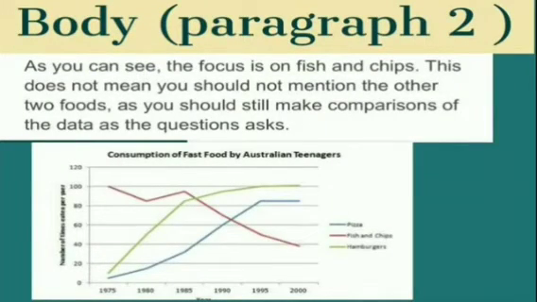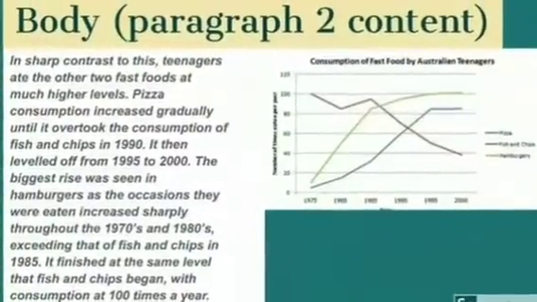Now next, let's plan for paragraph 2. As you can see, the focus is on fish and chips. This doesn't mean you should not mention the other two foods. You should still make a comparison with the other two. In sharp contrast to this, teenagers ate the other two fast foods at much higher levels.